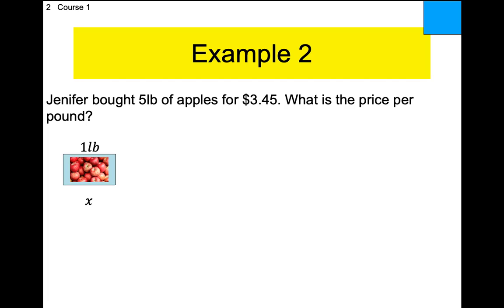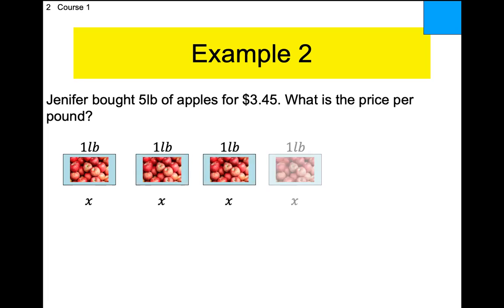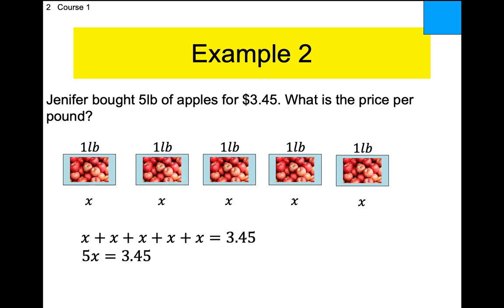Some of you probably already know what to do. How many pounds are here? 1. How many pounds do I need here? 5. So how many of these do I need? 5 X's. Okay, that gets kind of cumbersome, right? So if I add up all my X's, I would have 5X, and that would equate to 5 pounds, and we know that 5 pounds cost 3.45. So what's my equation? Well, all we're doing is adding this up. 5X equals 3.45. You see what I mean?